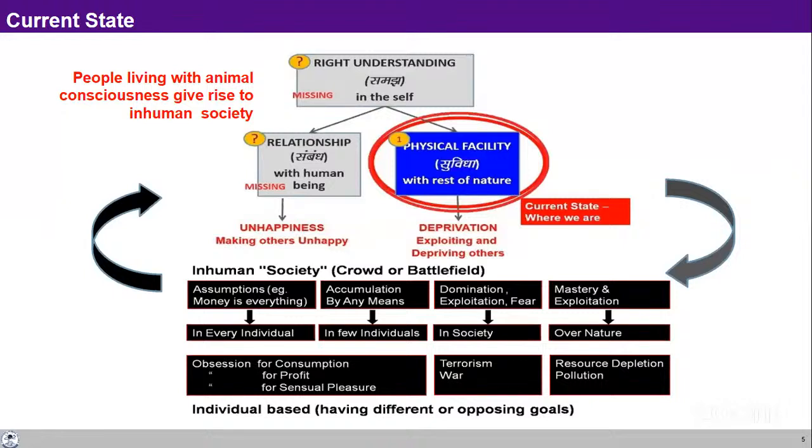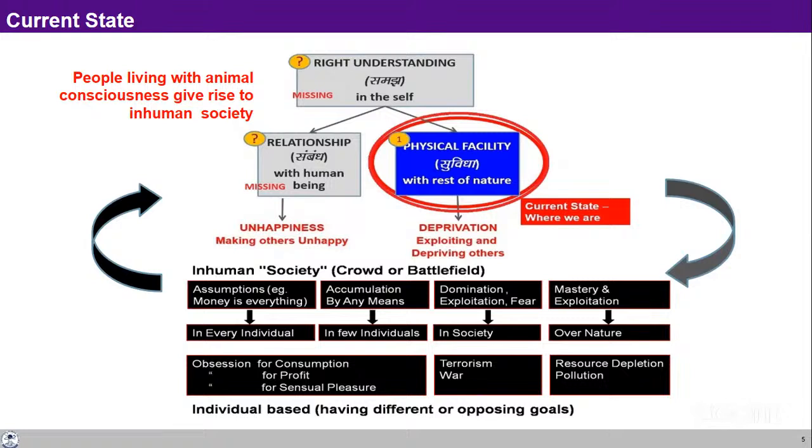So the assumptions in human society, like you can see, are that money is everything. So there will be an obsession for consumption, obsession for profit, obsession for sensual pleasures. If such individuals become a part of the society, a part of the family, they will do accumulation by any means. So there won't be any prosperity in the family. It will be just the opposite.